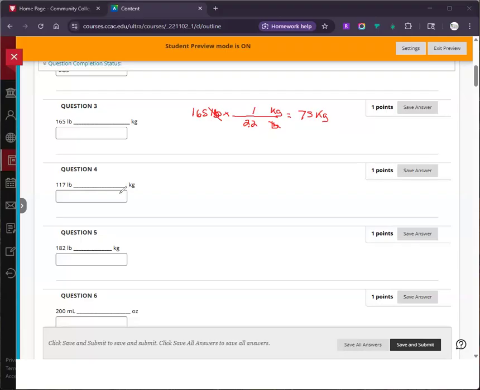What do you guys get when you do question 4? All right, so I'm seeing some answers come across. Let me just plug it into my calculator. All right, so I'm seeing a couple of answers.